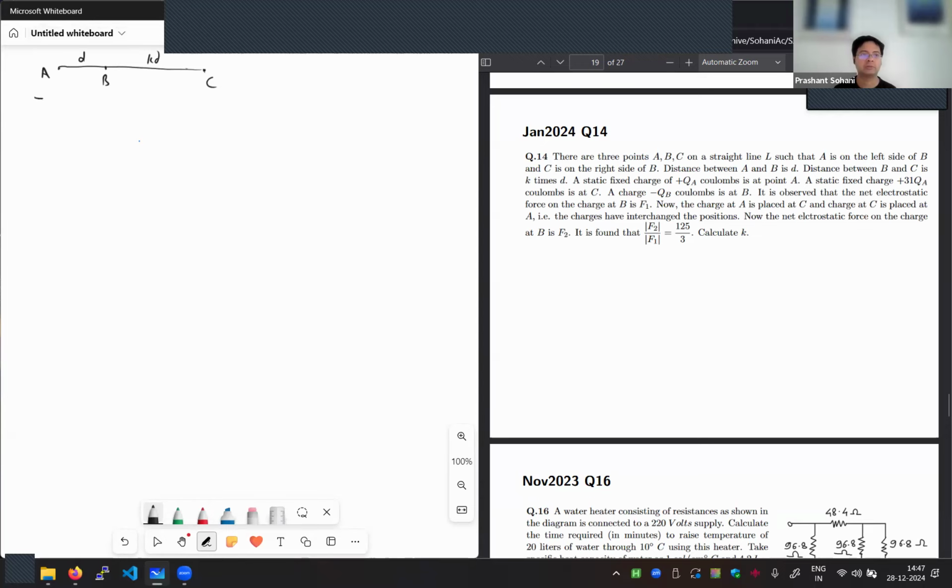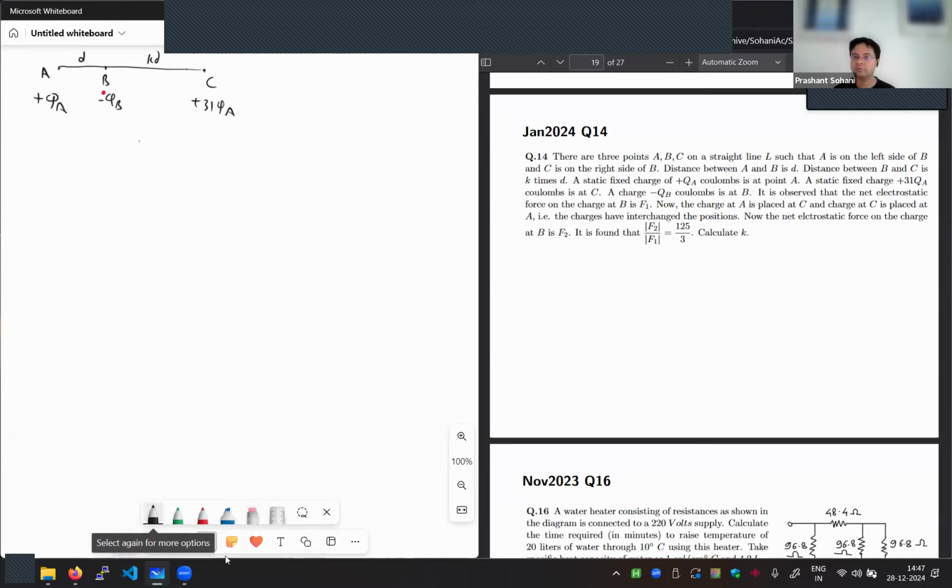Now in the first situation, we are given plus QA and plus 31 QA, and at B there is a minus QB. By the way, sometimes this is called a test charge. Whenever you have a charge placed here just to test how much is the total force acting over here, that kind of charge is often called a test charge. In case you come across this term, you know what it means. It is just some charge particle.